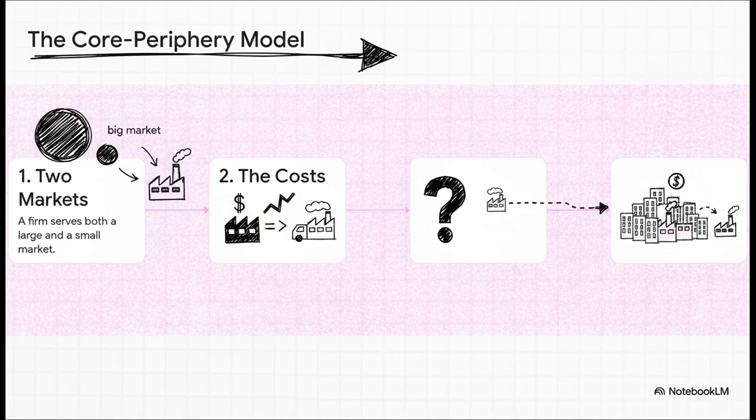So imagine a company sells its stuff to a big market and a small market. It has two choices. It can build two factories, one in each place, but that comes with a big fixed cost. Or it can build just one big factory and ship its goods to the smaller market, which has a transport cost. Now here's the key. If the fixed cost of building that second factory is bigger than the cost of just shipping the goods, what does the company do? It's a no-brainer. It concentrates all its production in the bigger market and serves the smaller one from there.